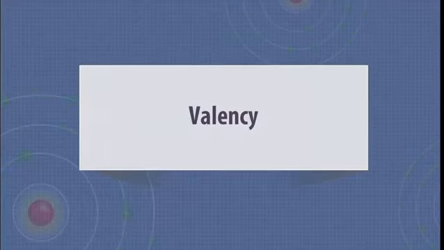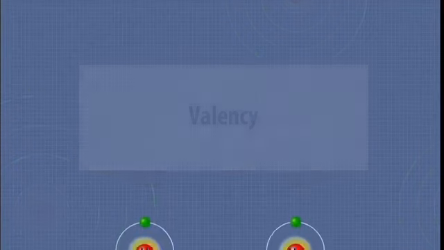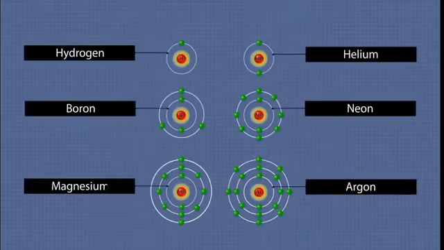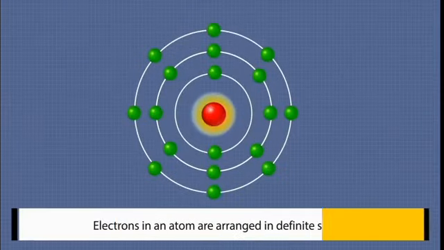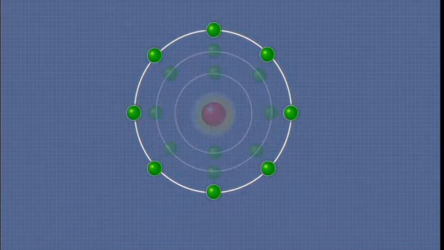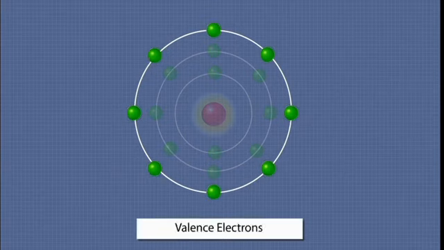In this module, you will learn about valency. Let's observe the distribution of electrons in the given elements. Electrons in an atom are arranged in definite shells. The electrons which are present in the outermost shell of an atom are called valence electrons.